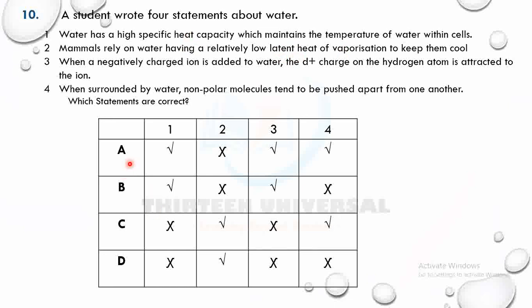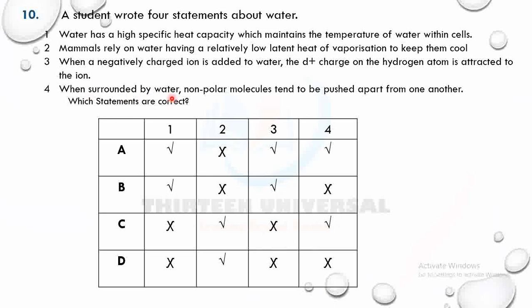So we are dealing with A and B. Number 2 is wrong. Yes, A and B are saying it is wrong. Number 3 says when a negatively charged ion is added to water, the positive charge on hydrogen and the negative ion are attracted to each other. So 3 is correct. So A and B are also saying the same thing.